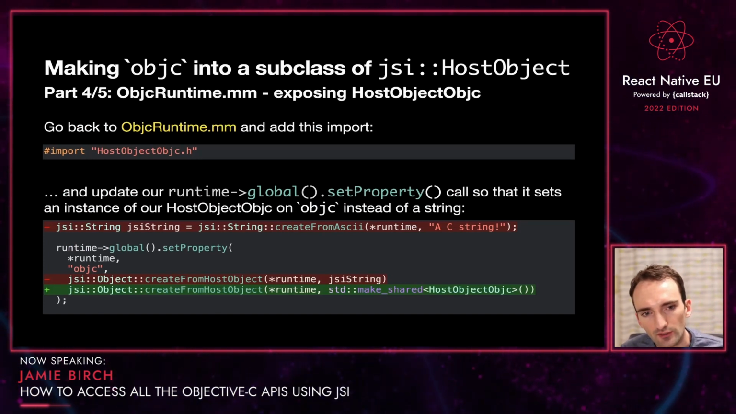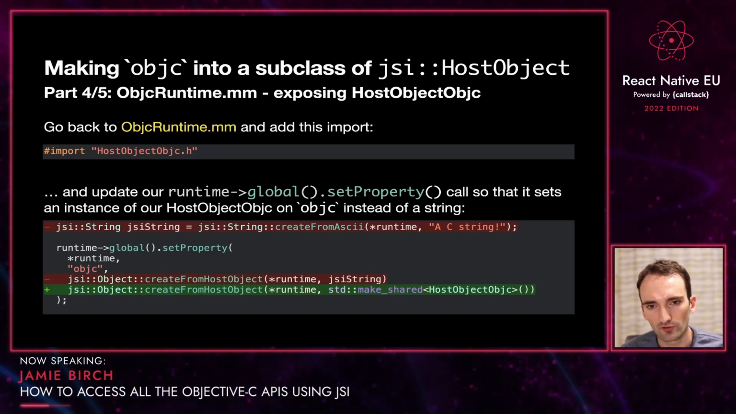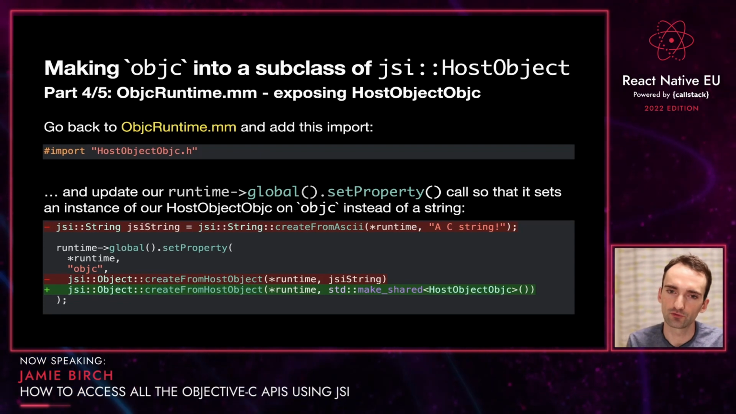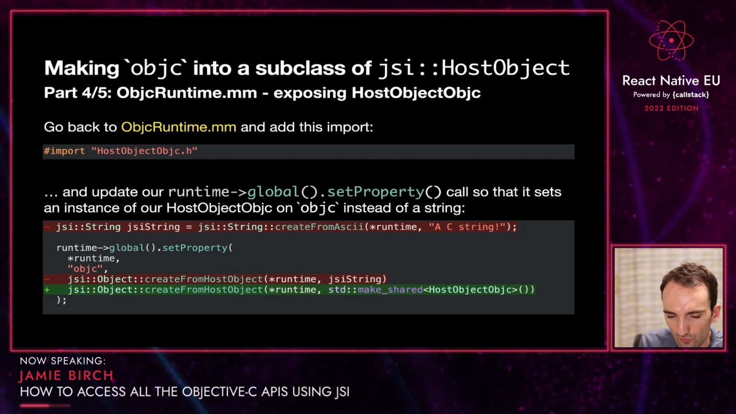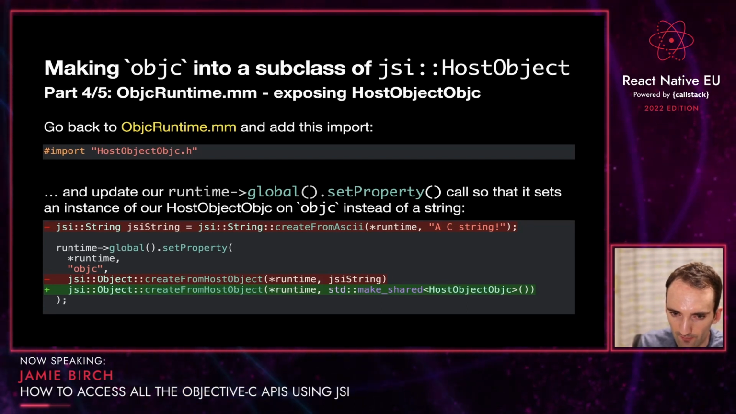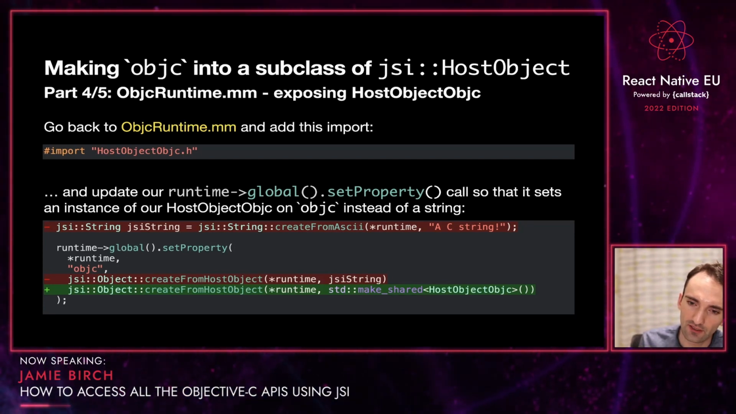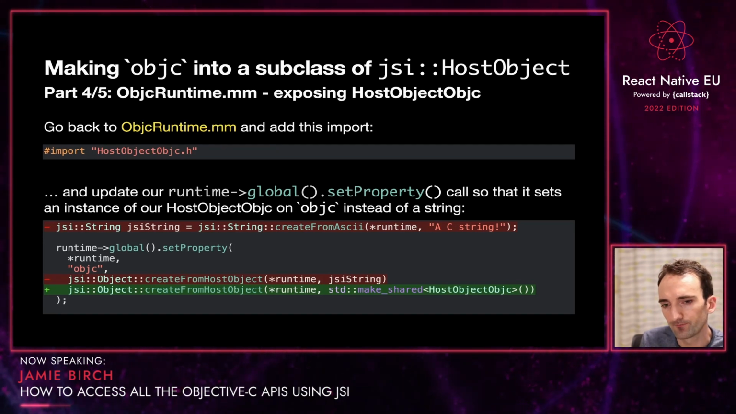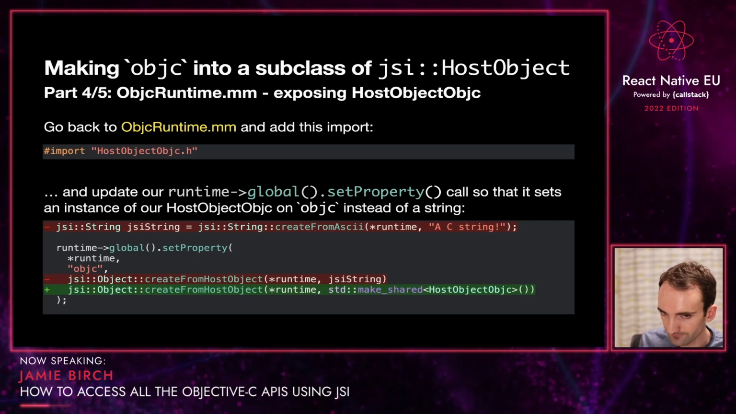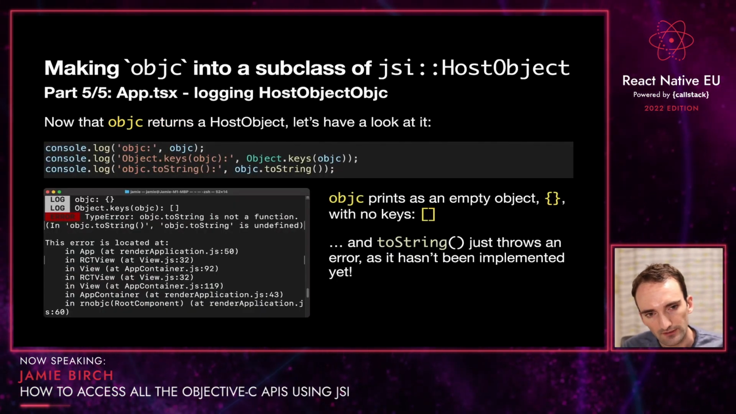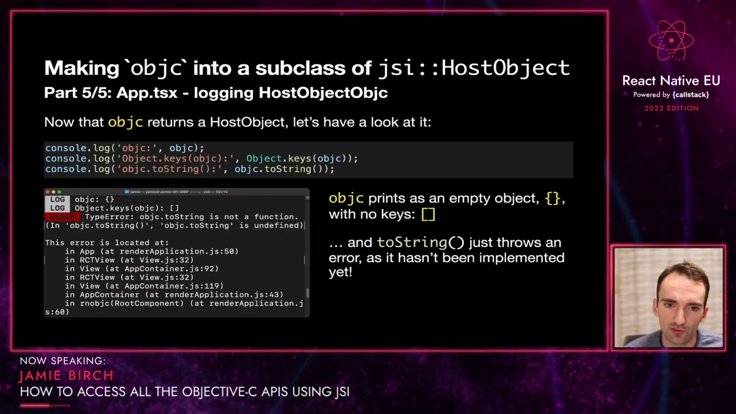Next up, we are going to go back to that ObjectiveC runtime file, and we're going to expose host object ObjectiveC. So remember our set property call. We don't need that JSI string anymore, but what we are going to do is instantiate a host object ObjectiveC, and we're going to wrap it in a shared pointer. Finally, we go to app.tsx and we try logging it out.